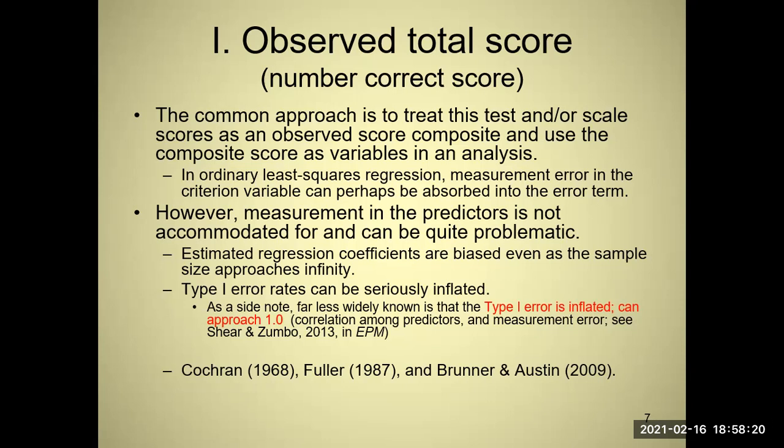So as a side note, far less widely known is that the type 1 error rate is not only inflated, but can actually approach 1.0. Let's say you have a nominal error rate of 0.05. Doesn't really matter much. Depending on the correlation among the predictors and the measurement errors, you can actually get inflation of type 1 error rates approaching 1.